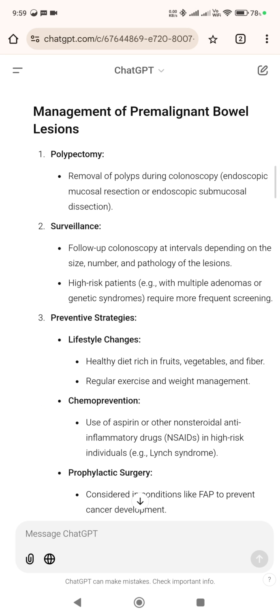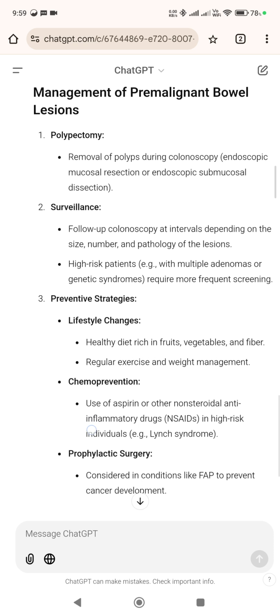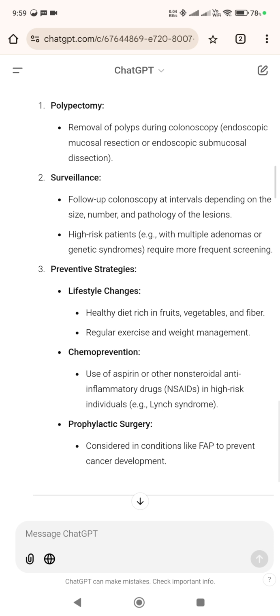Management of premalignant bowel lesions. 1. Polypectomy, removal of polyps during colonoscopy, endoscopic mucosal resection, or endoscopic submucosal dissection. 2. Surveillance, follow-up colonoscopy at intervals depending on the size, number, and pathology of the lesions. High-risk patients, e.g. with multiple adenomas or genetic syndromes, require more frequent screening.